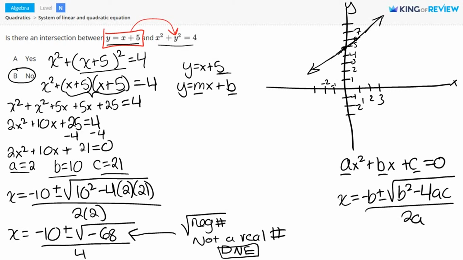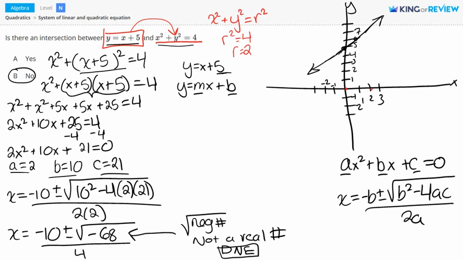And now let's look at the second equation. The second equation is x squared plus y squared equals 4. We know that this is a circle because it's in the form x squared plus y squared equals r squared. We know that the circle here has its center at the origin, which is right here, and we know that r squared equals 4, so the radius is 2.